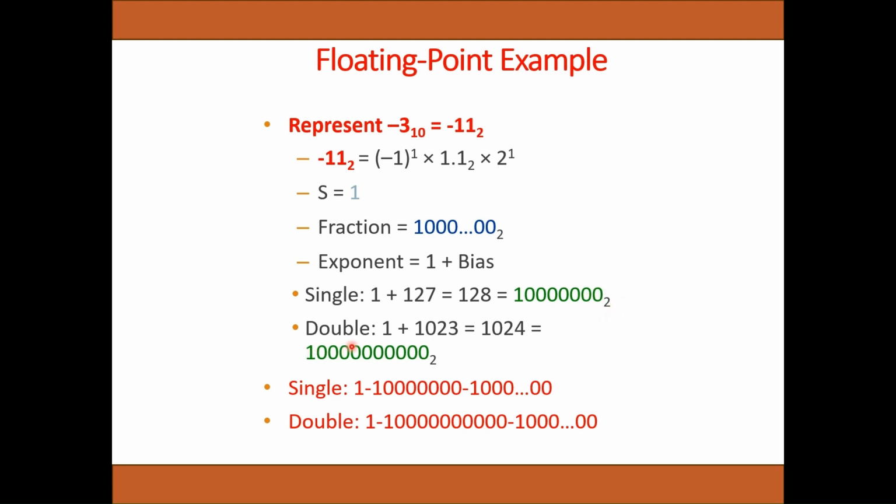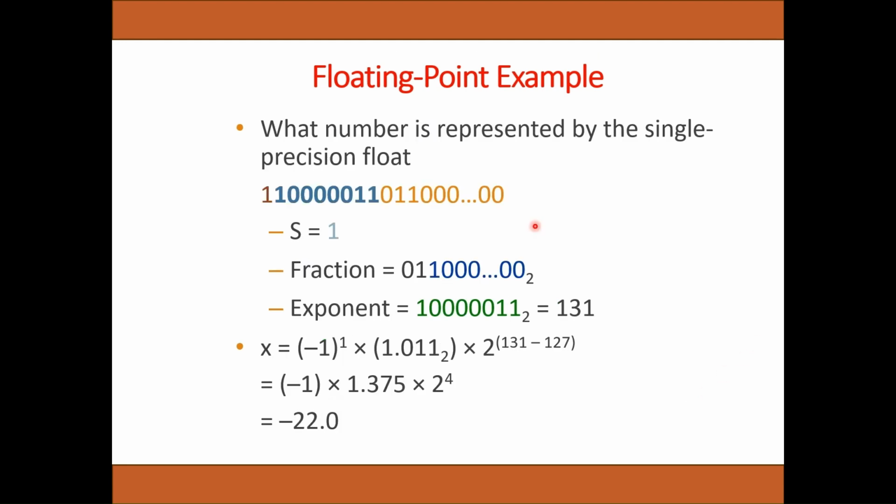And if you are representing this number as a double precision number, the bias added will be 1023, so it will be total 1024. This is the binary equivalent of 1024, and there should be total 11 bits here. So the single precision number is the sign bit, then the exponent part, and then the fraction part. And as double precision, this is the sign bit, then 11 bits of exponent, and then 52 bits of mantissa.